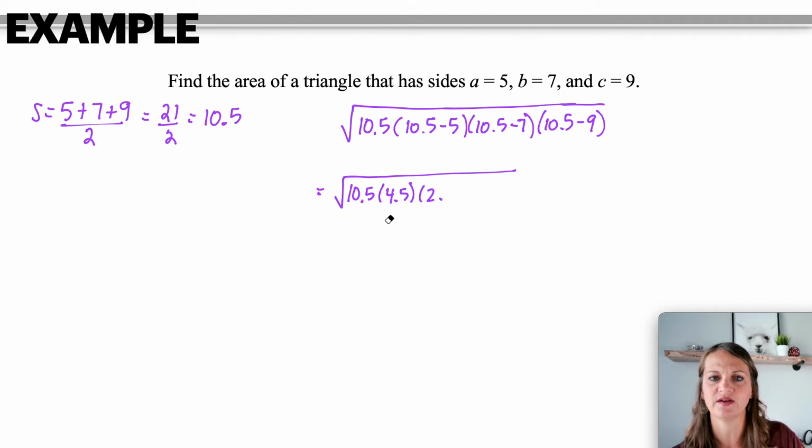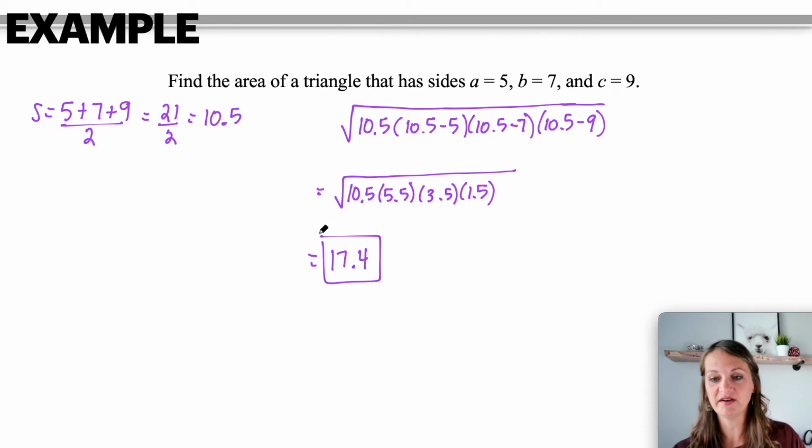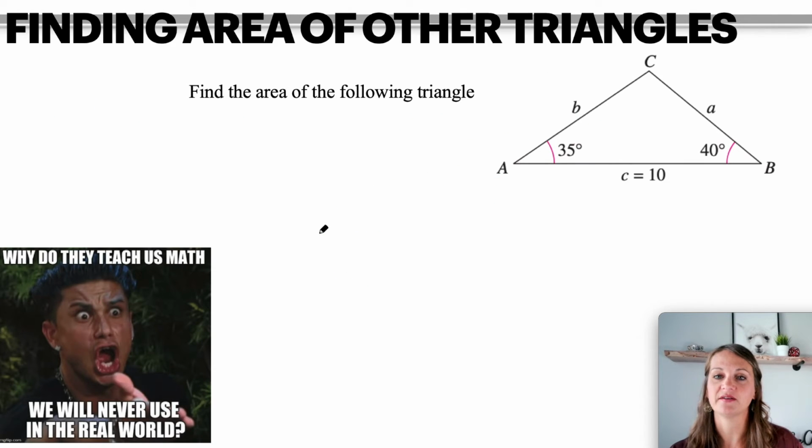No, it's not. It's 5.5. Sorry. 10.5 times 5.5 times 3.5 times 1.5. And you will get 17.4 for your area.